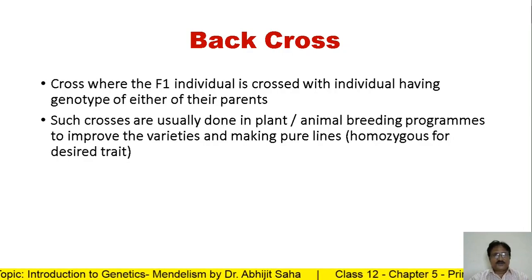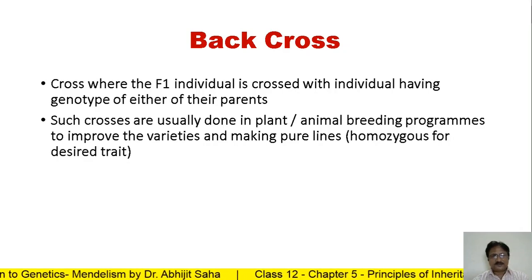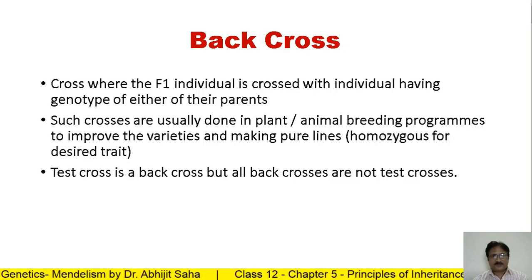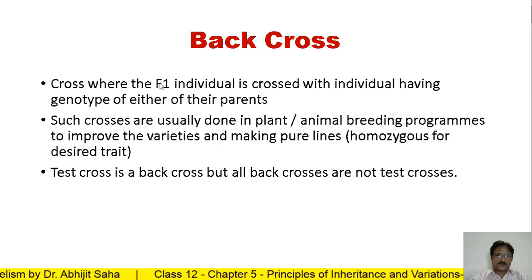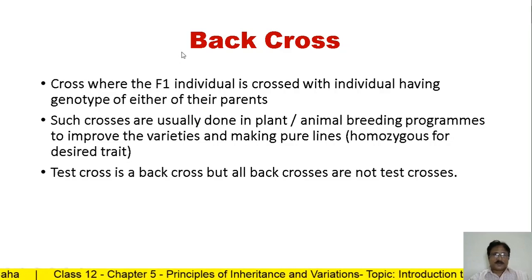These crosses are usually done in animal or plant breeding programs. Why? To improve the varieties by making homozygous or pure lines of the desired traits. Now let me remind you of the test cross, because in the back cross there can be two types of crosses. The F1 generation can be crossed with the recessive parental genotype, or the F1 can be crossed with the dominant parental genotype. Both of them are back crosses.